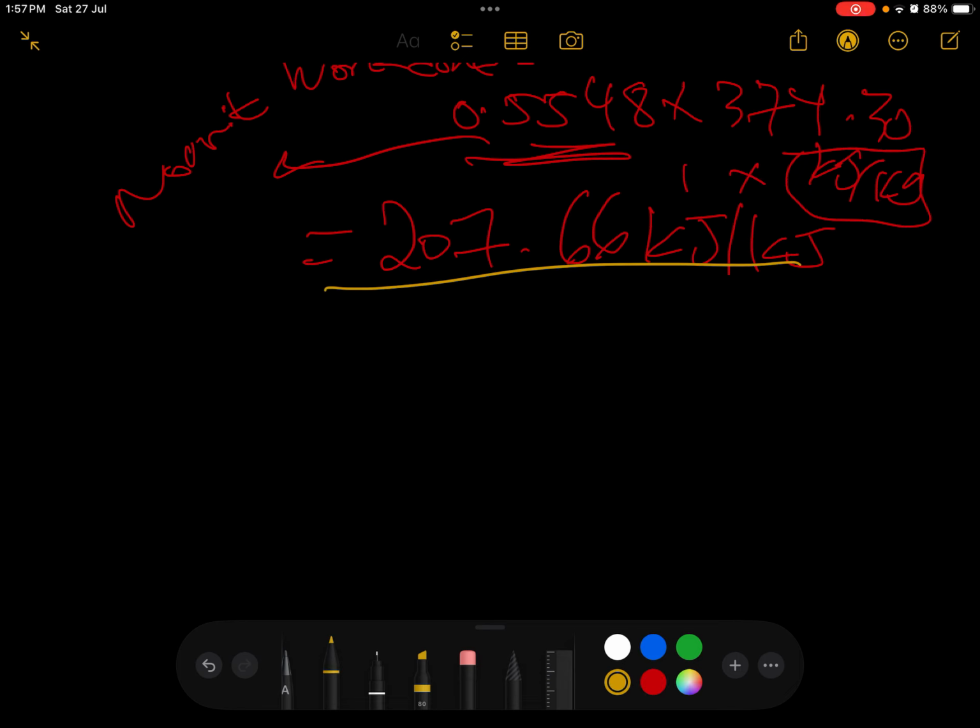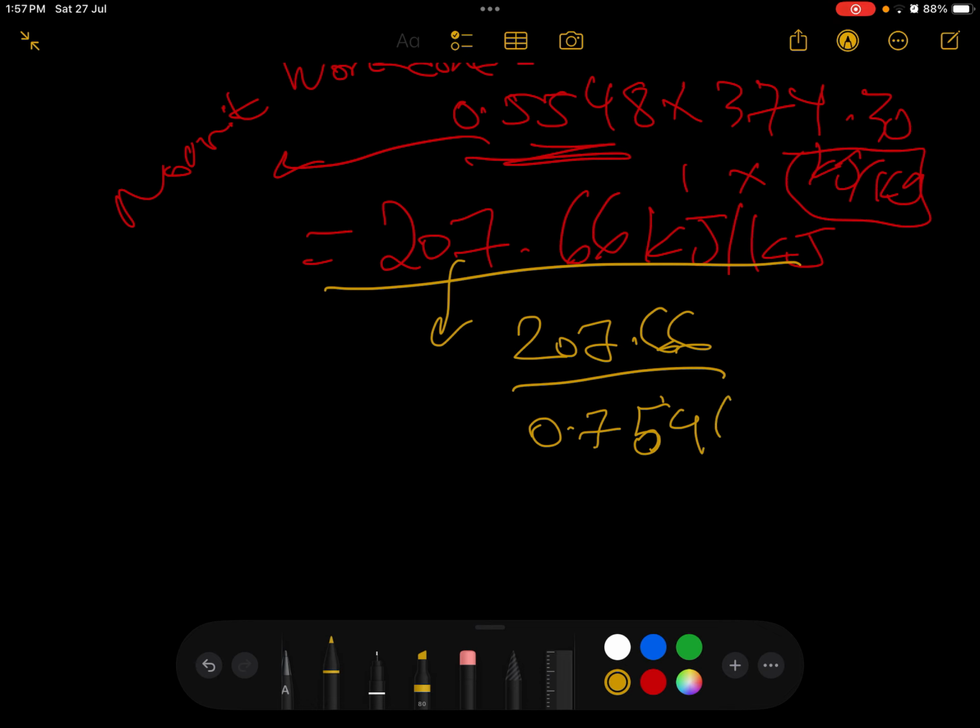So we need to find now the mean effective pressure, which is the PM, which is 207.66 divided by the stroke volume, 0.7546, which equals 2.75 bars.